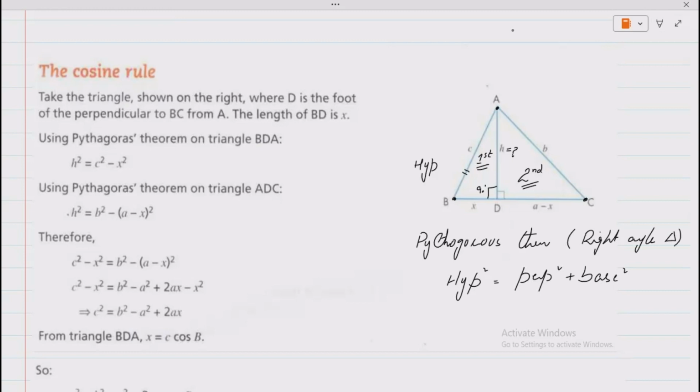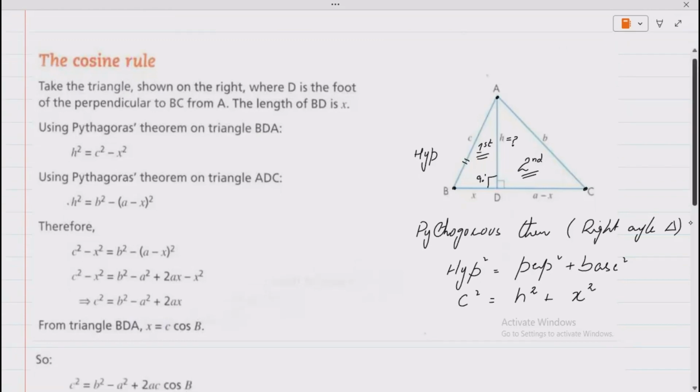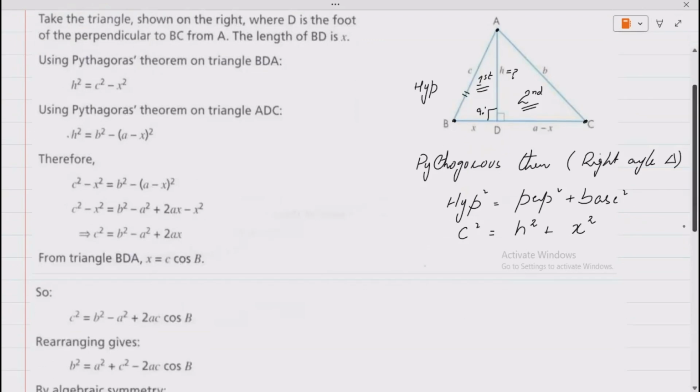Okay, so we can find this h, because we have hypotenuse, it is c square is equal to perpendicular, which is h, so h square plus base, which is x, so x square. So it means we can find h square like this. We can send this x square to here. So c square minus x square is equal to h square. So it's easy to find out h. We can take a root and easily find it out.